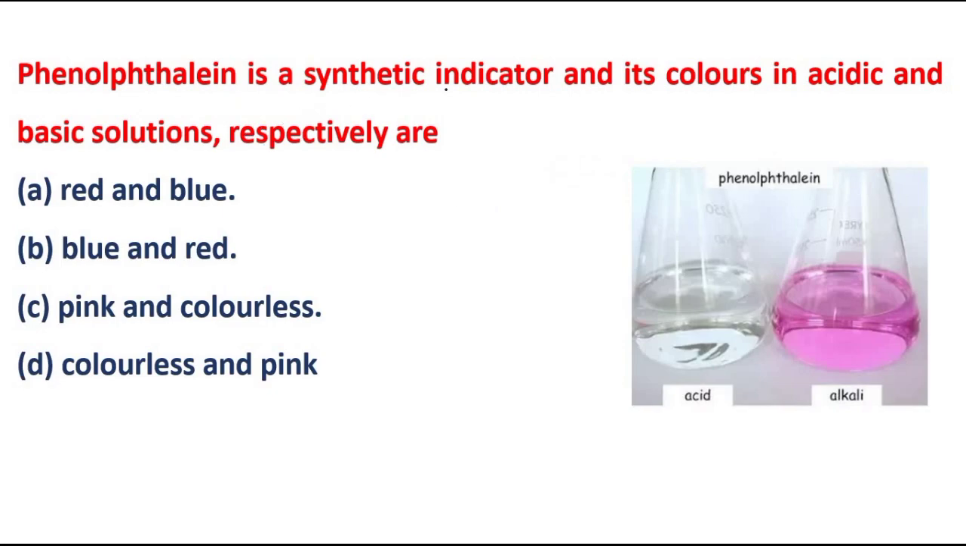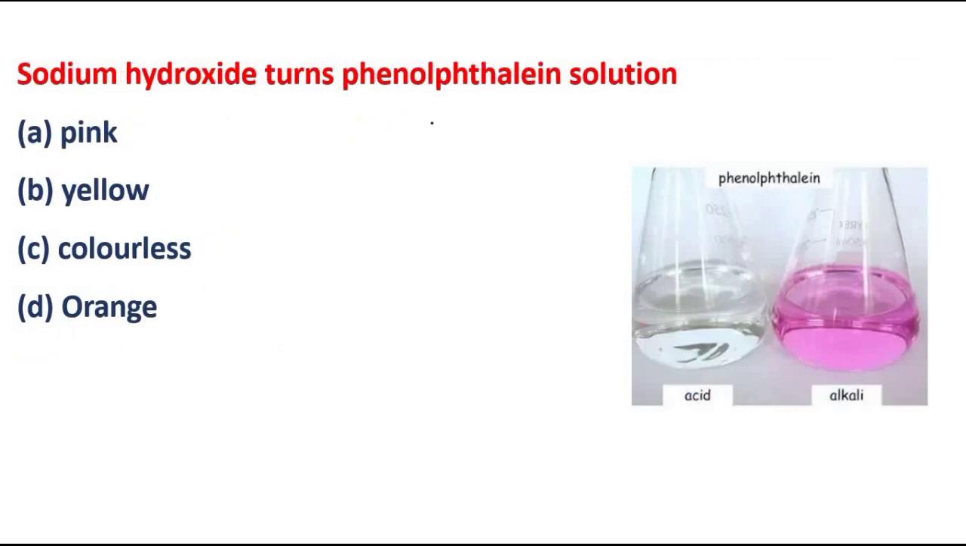Here we go with the next question. Phenolphthalein is a synthetic indicator and its color in acidic and basic solutions respectively are. As we know, phenolphthalein is a man-made indicator. In this figure we can see that phenolphthalein remains colorless in the acidic medium and it converts into pink color in the basic or alkaline medium. So therefore, the correct answer is option D. It remains colorless in acidic medium and it converts into pink color in the basic solution. It changes into pink color.